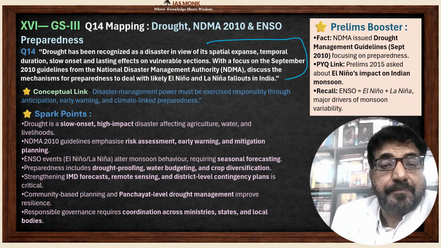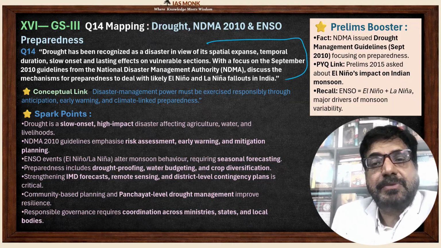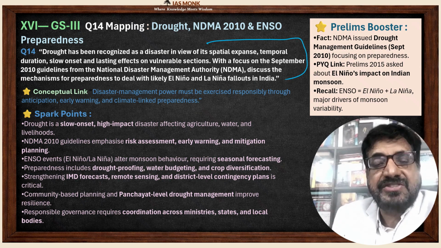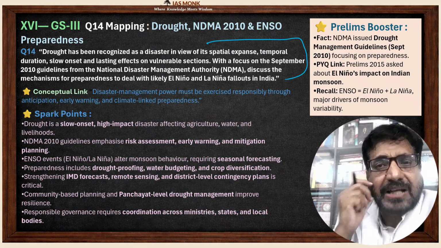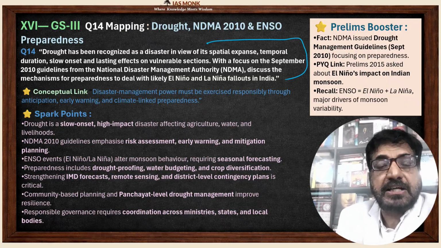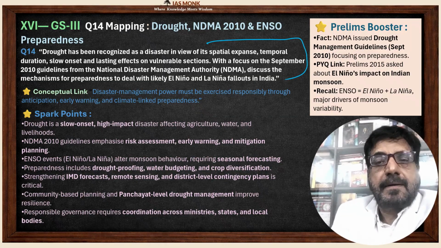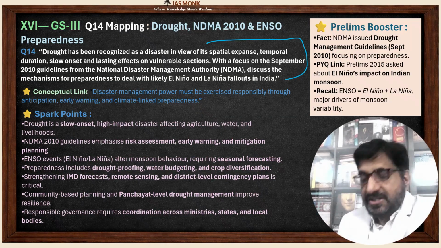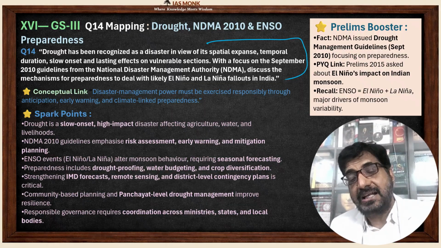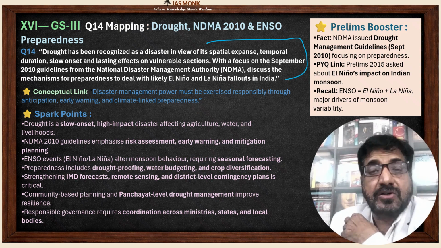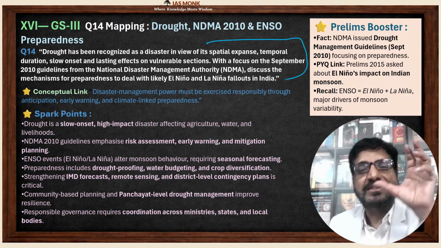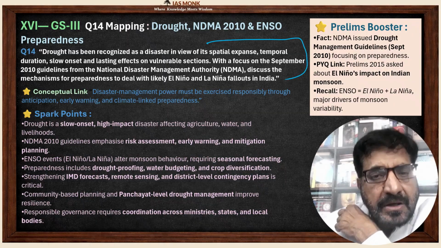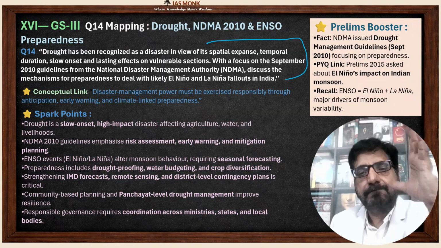At the governance level, NDMA calls for coordinated action between agriculture, water resource, rural development and state disaster authorities. Community-based planning and panchayat level drought management ensure last mile preparedness. So this question connects to our essay theme: greater climate-related power demands greater responsibility to anticipate ENSO impacts and build long-term drought resilience. What is ENSO and all that? Please go through it, focus on El Nino and La Nina. I'm not going to deal with all that in detail here. I'm just restricting myself to main questions and how to write these answers, and how we can connect these topics to essay paper topics. As I told you, I deal with the preliminary exam separately.